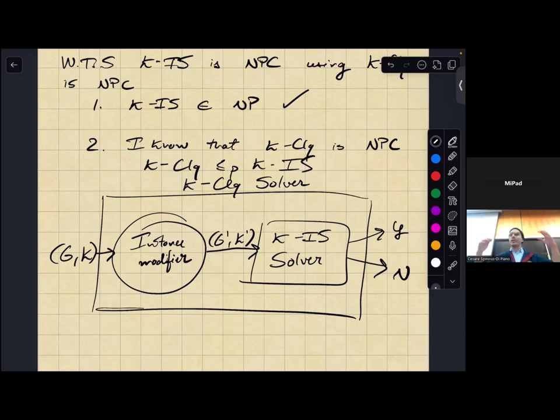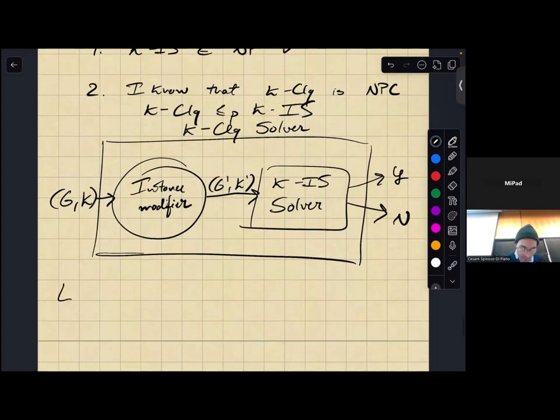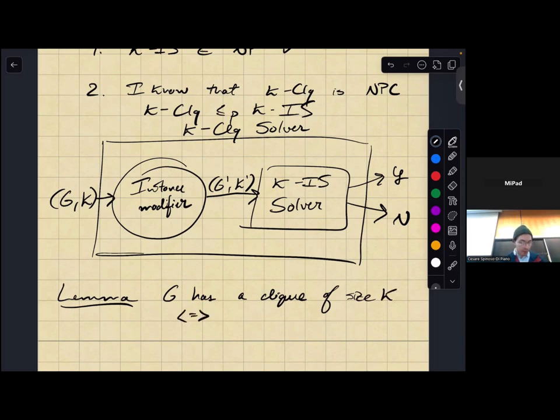We don't have time for me to give you time. So I'm just going to tell you that there's a very nice lemma that I'm going to leverage for this problem, which I'm not even going to have time to prove, sadly. But the lemma is the following. If I have a graph G which has a clique of size K, then this is true if and only if, yeah, that's wrong.